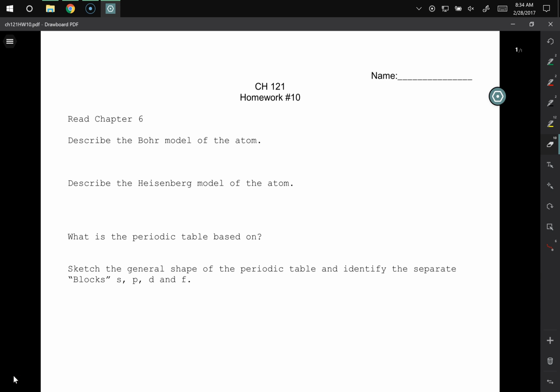Okay, what do you want to write down for this first one? Bohr model of the atom. Okay, I'm all right with that.